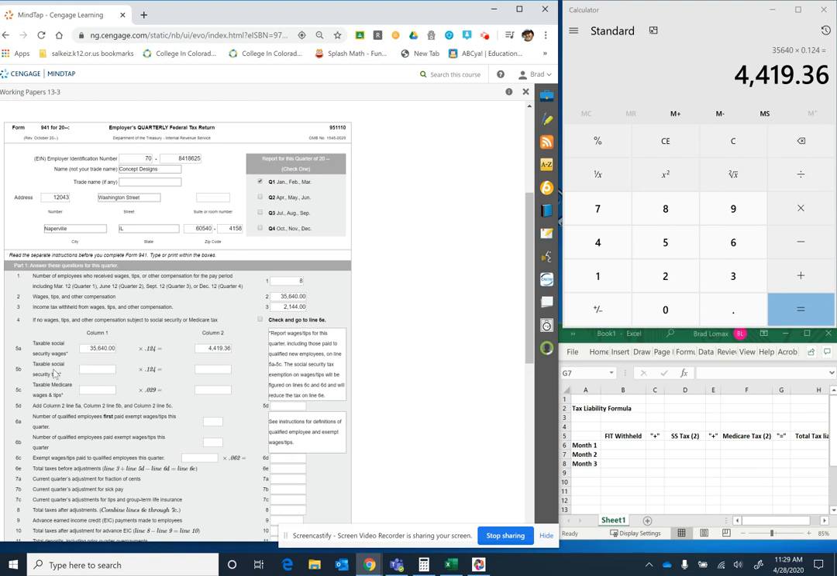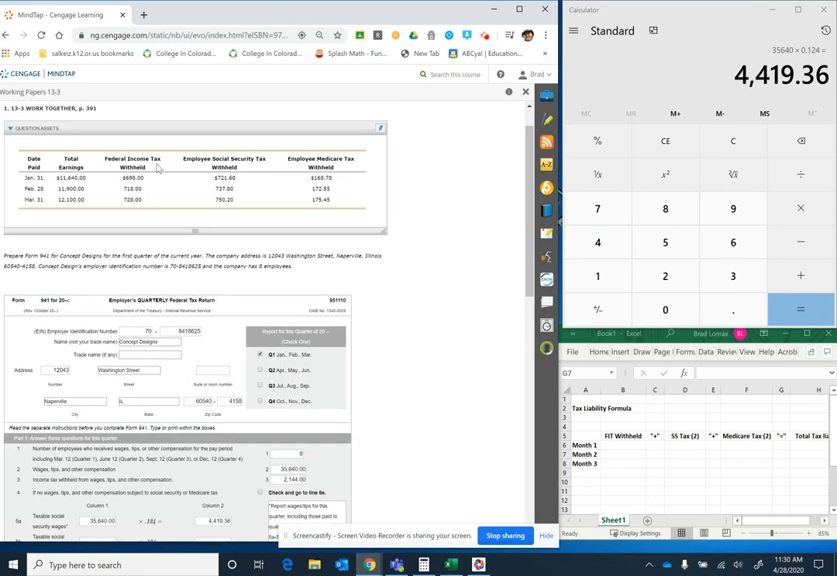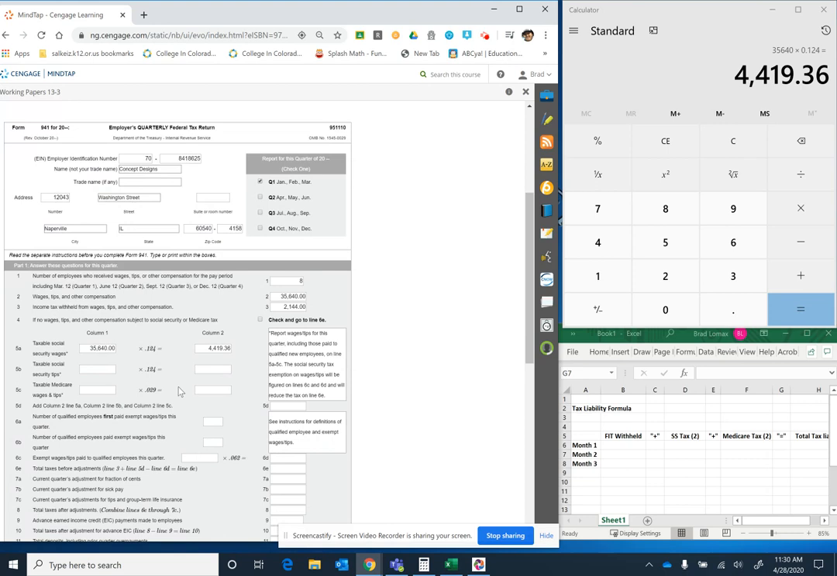Next, we've got taxable Social Security tips. There are no tips associated with this business in concept designs. This would be like if at a restaurant you paid for your dinner, but then you also left a tip. We have to record what the tips are going to be. And in this case, we do not have any tips that are being withheld. These are just earnings. So we can skip 5B.